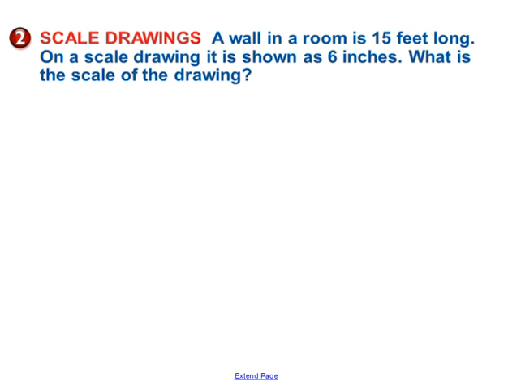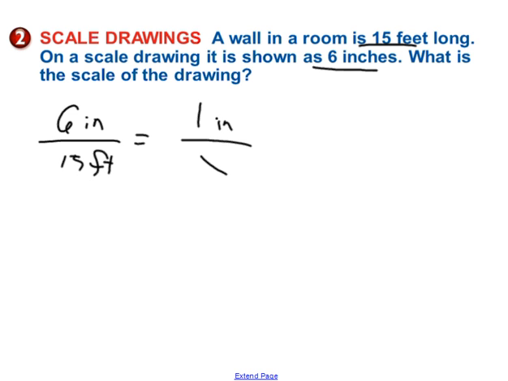Another common use for this is to draw buildings. And in this case, we've got a wall in a room that is actually 15 feet long, but its drawing is 6 inches long. What is the scale of the drawing? Well, I'm going to say 6 inches on the drawing is equal to 15 feet in real life. I'm going to write that as a ratio, though, with 1 inch in the numerator. So how can I solve for this unknown x? Cross product works really well.